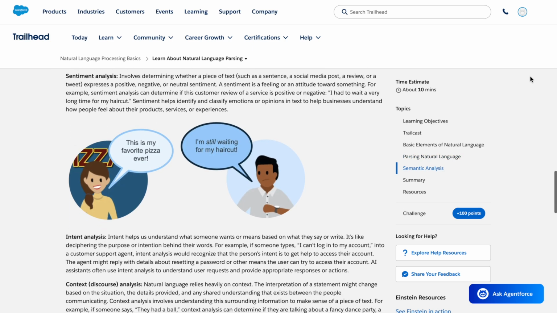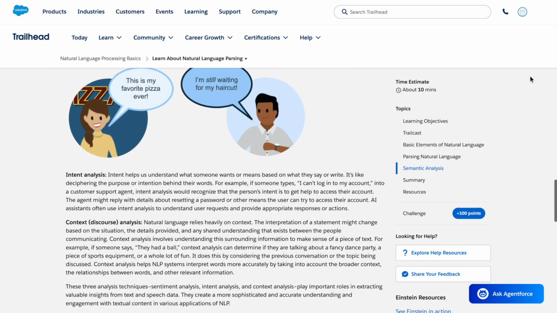Sentiment analysis involves determining whether a piece of text, such as a sentence, a social media post, a review, or a tweet, expresses a positive, negative, or neutral sentiment. A sentiment is a feeling or an attitude toward something. For example, sentiment analysis can determine if this customer review of a service is positive or negative. I had to wait a very long time for my haircut. Sentiment helps identify and classify emotions or opinions in text to help businesses understand how people feel about their products, services, or experiences.